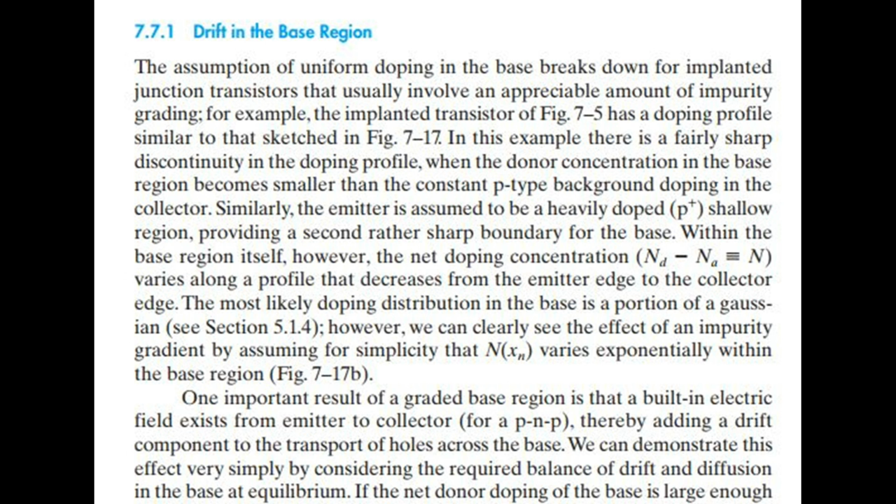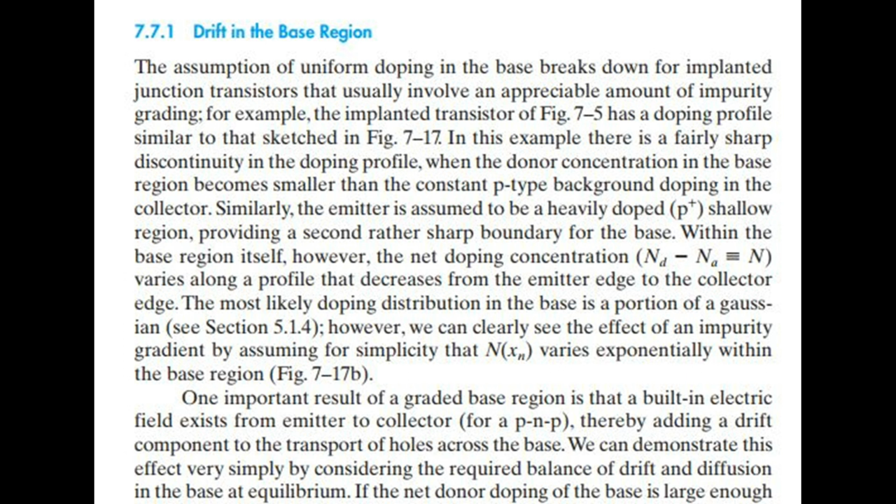In this example there is a fairly sharp discontinuity in the doping profile, when the donor concentration in the base region becomes smaller than the constant p-type background doping in the collector. Similarly, the emitter is assumed to be a heavily doped, P+, shallow region, providing a second rather sharp boundary for the base. Within the base region itself, however, the net doping concentration, donors minus acceptors, equals net doping, varies along a profile that decreases from the emitter edge to the collector edge.